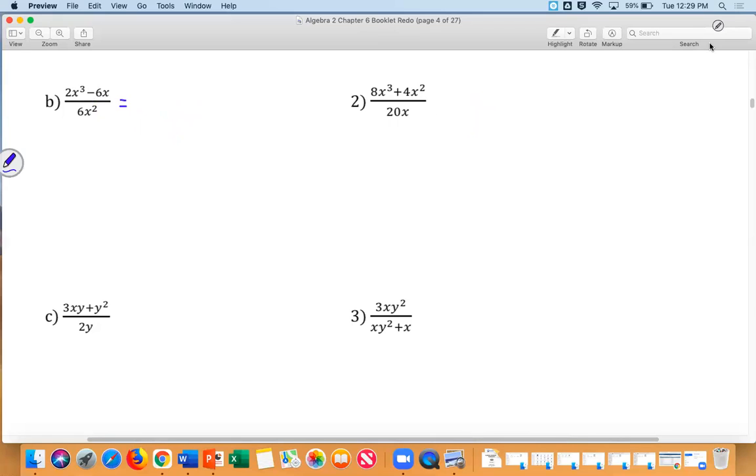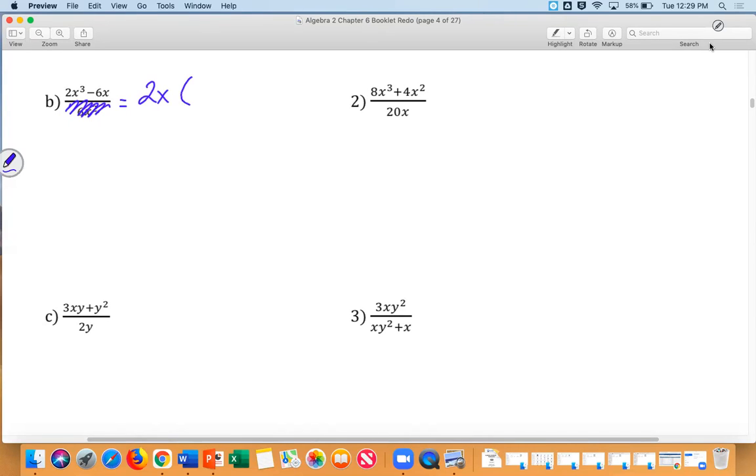I'm not going to worry about the bottom. I'm just going to kind of color over that for now. So we're solely looking at the numerator. 2x cubed minus 6x. What do they share? Do they share a 2 or an x? Do you see how they share a 2 and an x?